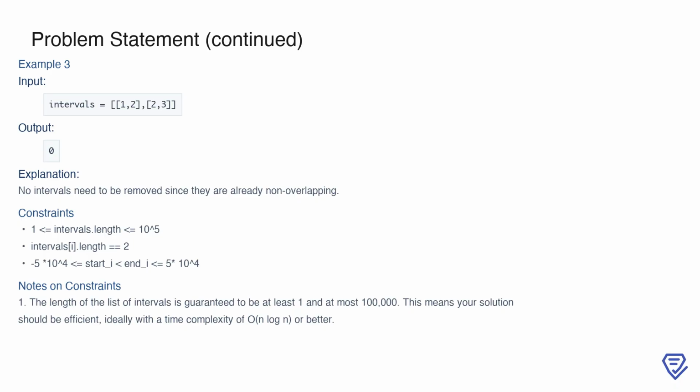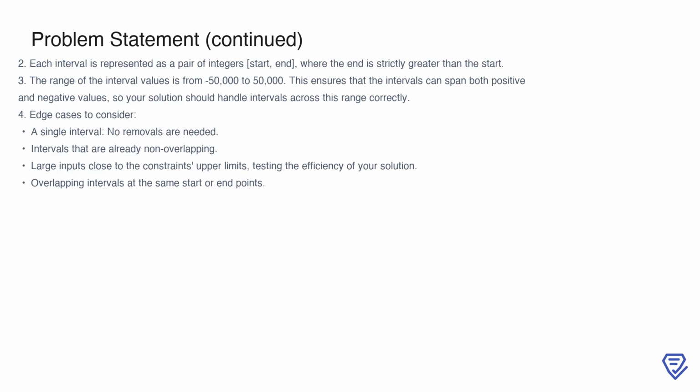The constraints for this problem specify that the input list will have at least one interval and at most 100,000 intervals. This means that the solution must be efficient, ideally with a time complexity of O(n log n) or better. Additionally, each interval consists of exactly two integers, representing the start and end points, where the start point is strictly less than the end point, ensuring well-formed intervals. The range of values for the start and end points of the intervals is from -50,000 to 50,000, meaning the intervals can span both negative and positive values. Your solution should account for this range and handle it properly.